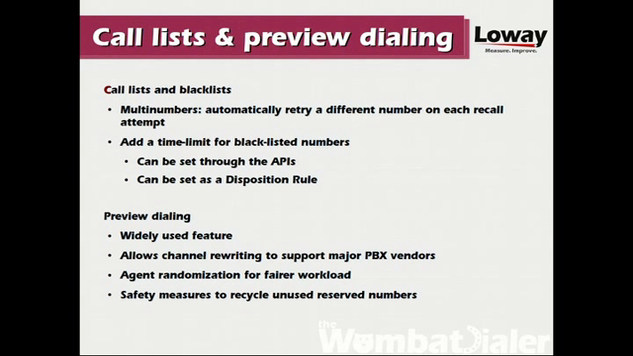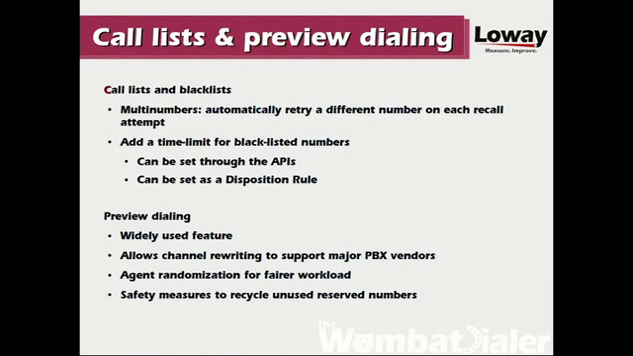We added a number of features on call lists and improved the preview dialing. On call lists, first, we added multi-numbers. You can now dial different numbers for different people in a sequential way. So the first time you try to reach somebody, you dial their home number, for example. On the second attempt, you try their mobile. On a third attempt, you try another number, and then you recycle them as you need.